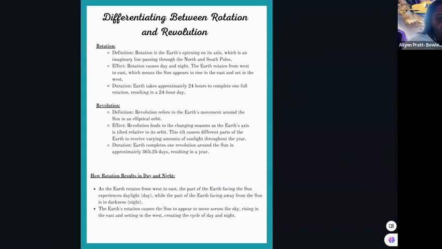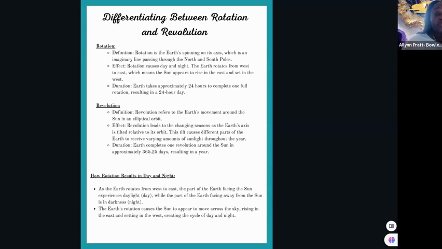That's because of rotation. We have day and night. One half of the Earth is nighttime and the other half is daytime. That's because of rotation. Then the other type of movement associated with the Earth is called revolution.